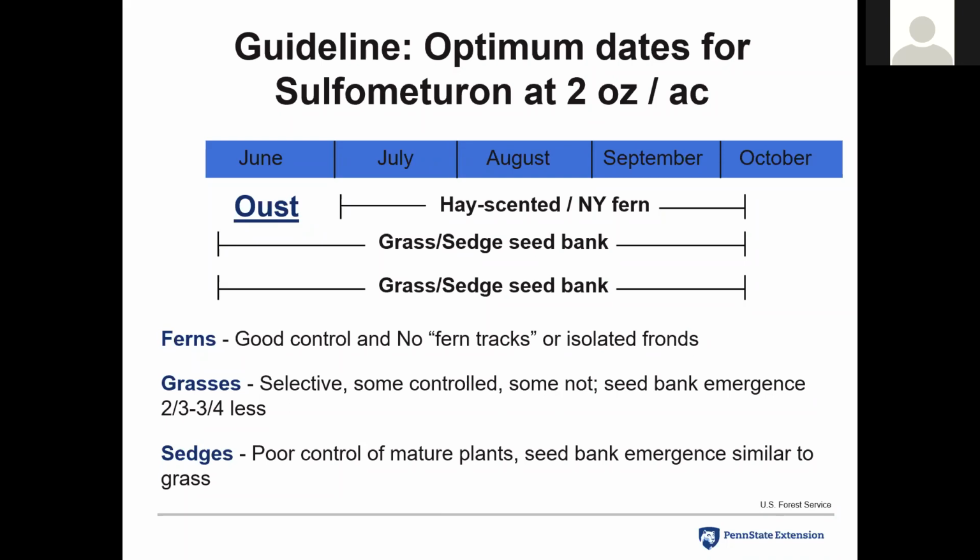Let's see, ferns: good control, no fern tracks or isolated fronds. Grasses: selective, some controlled, some not. Seed bank emergence was two-thirds to three-quarters less when they put Oust down, and the same thing on the sedge emergence, but sedges were poorly controlled. So if you have a site that has a lot of sedges, Oust is actually selective to it, and it will leave the sedges on site.